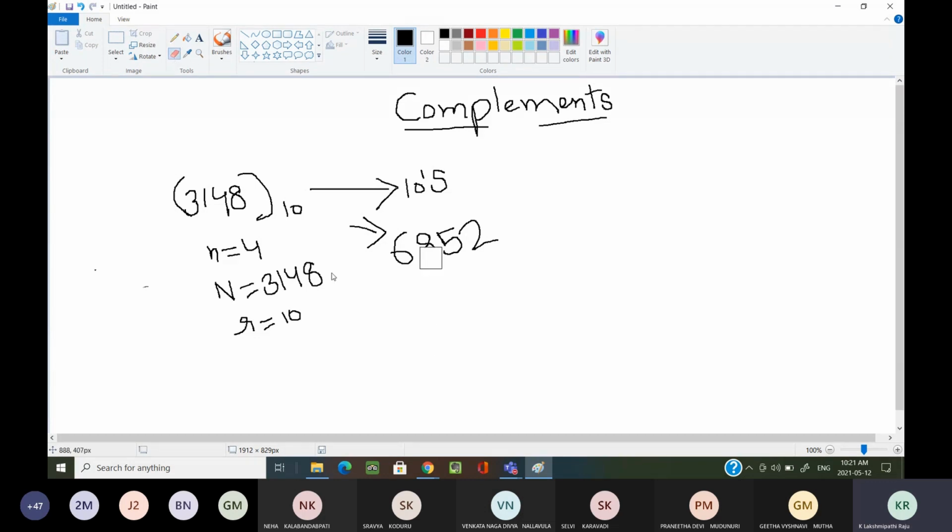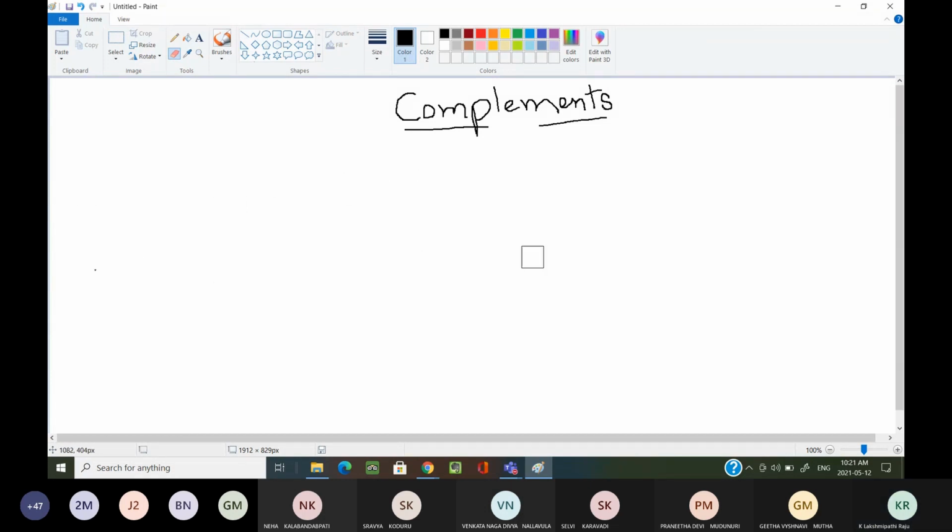Now we are moving to the binary number system. Now, 1101 of base 2.